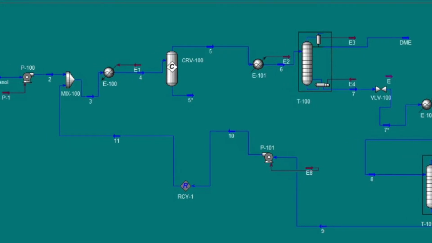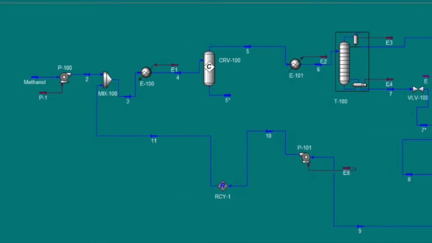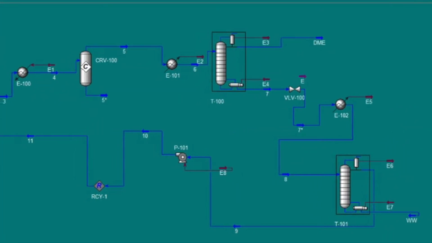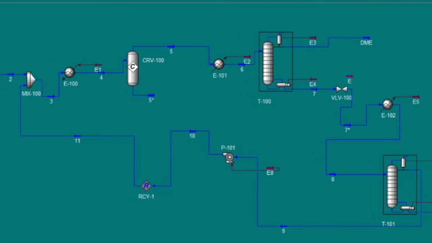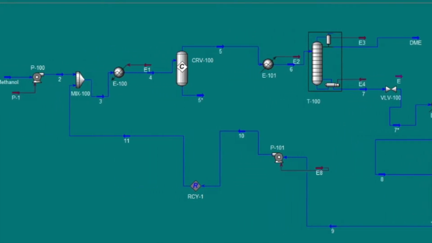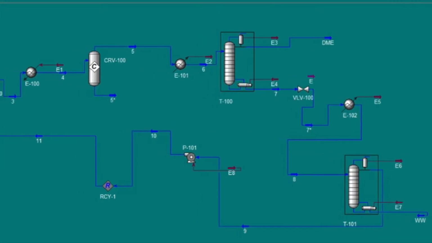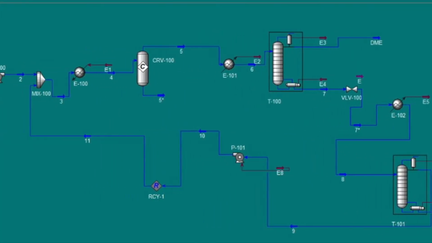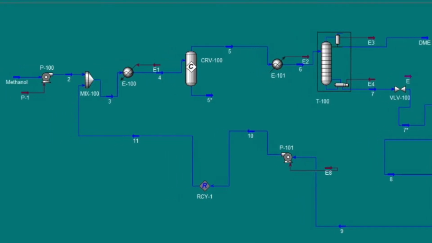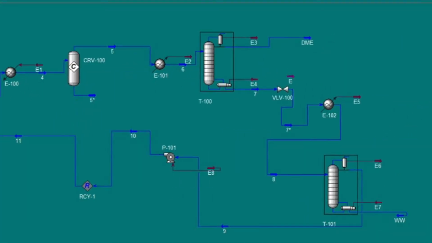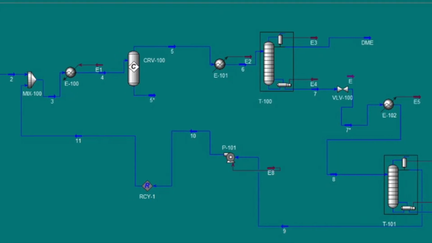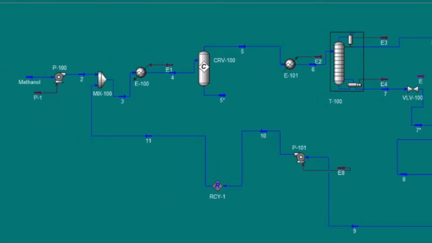to develop dimethyl ether as a final product from methanol, and to obtain a final product purity of minimum 99.5%, taking into consideration the economic and environmental aspects. Also, to obtain a production capacity of 50,000 tons per annum.